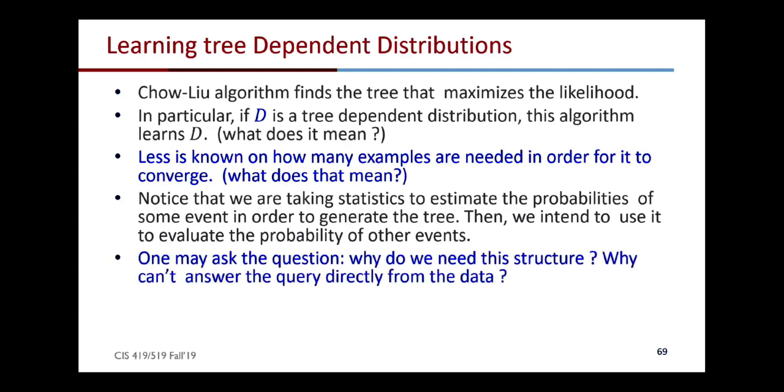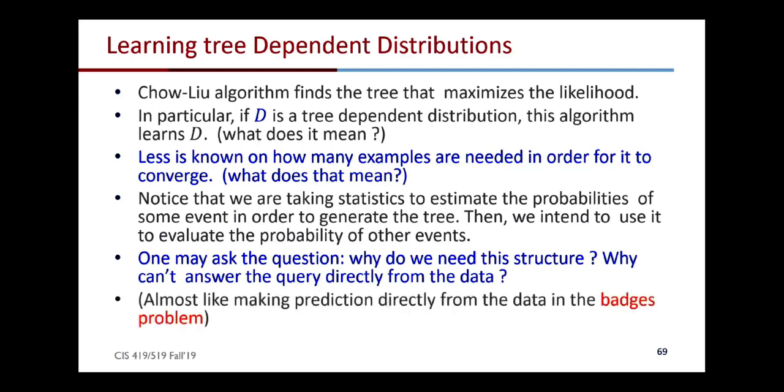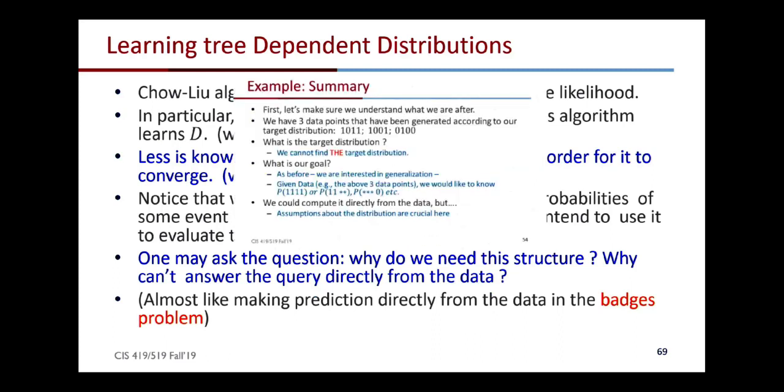So again, you can ask yourself, why do I need this? I mean, why don't I just use the raw data? I have raw data. You want to know the probability of some event, just use this. And in some sense, this is kind of the basic question of this class, right? It's the same question that I asked when we talked about the badges. I reminded you a few minutes ago with these slides here.